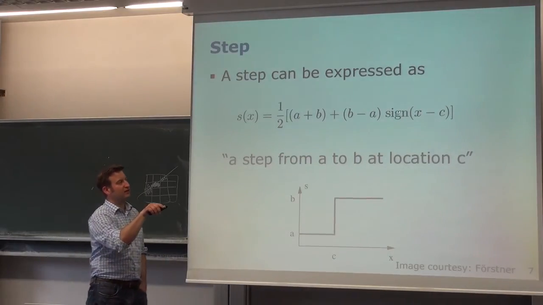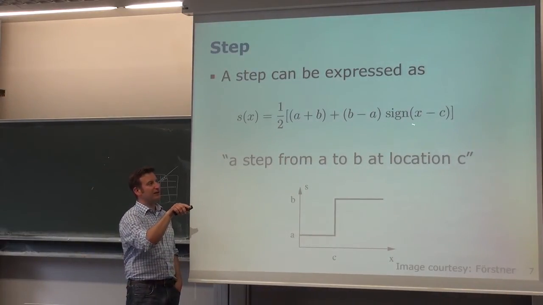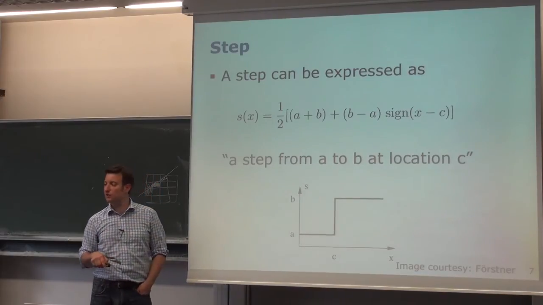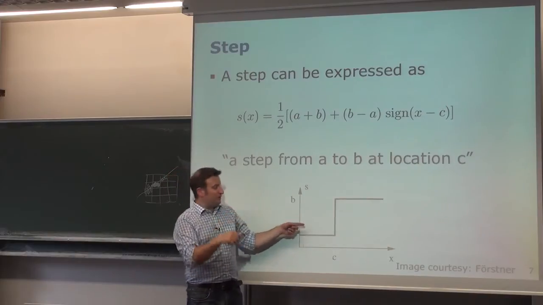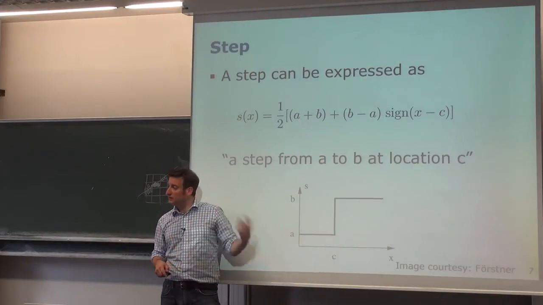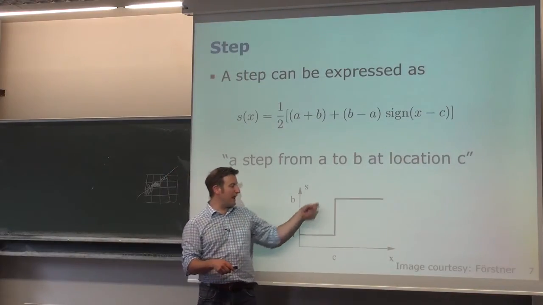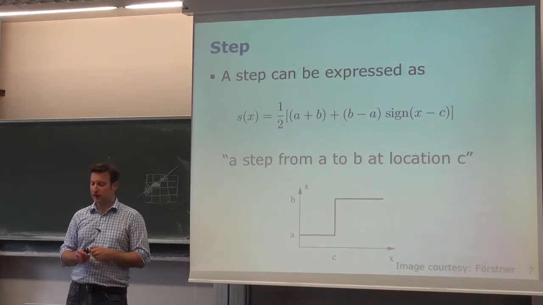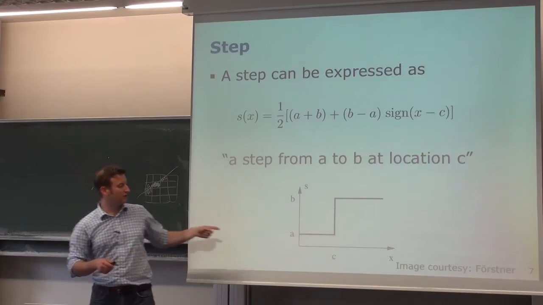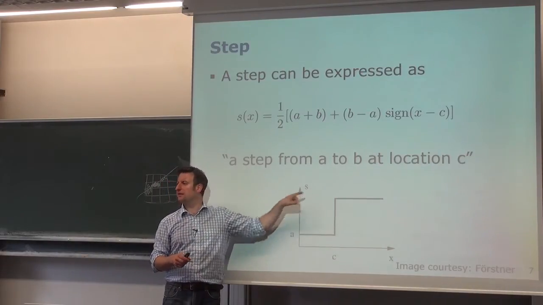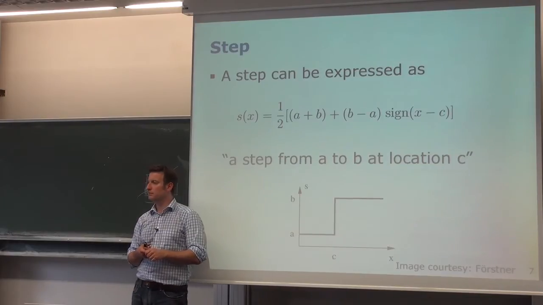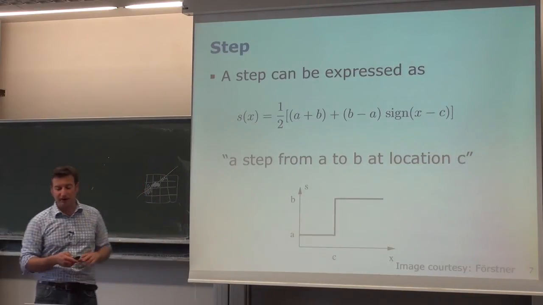So this just gives me a sign. And so if this value is negative, it's minus 1. If this value is positive, it's plus 1. What this basically does is it is an intensity function which changes its values from A to B at the location C. OK? So this is a step function. So we need to look for something like this in my image. Right? So this is still 1D.